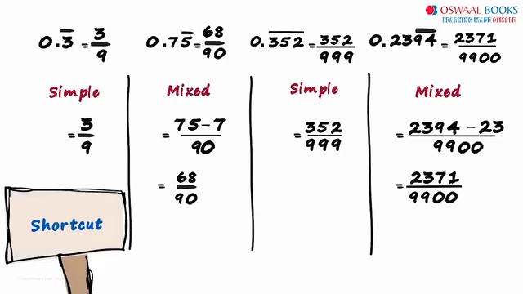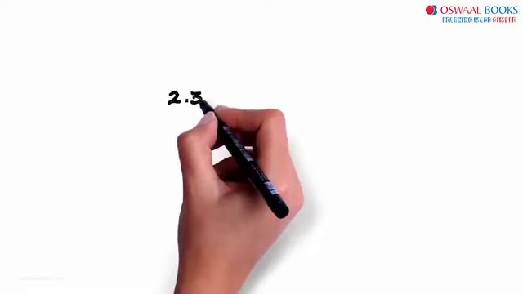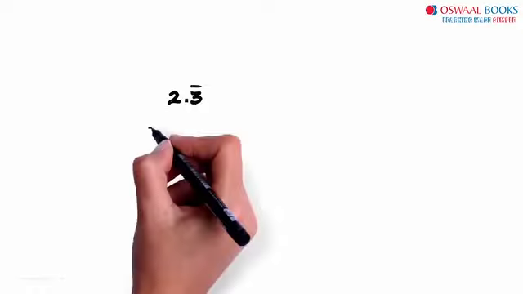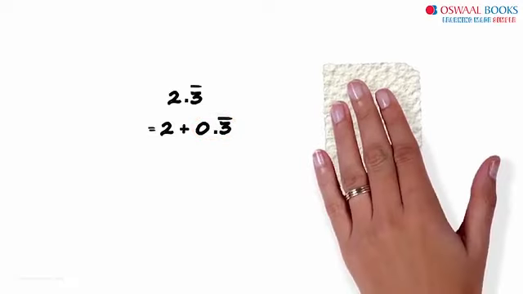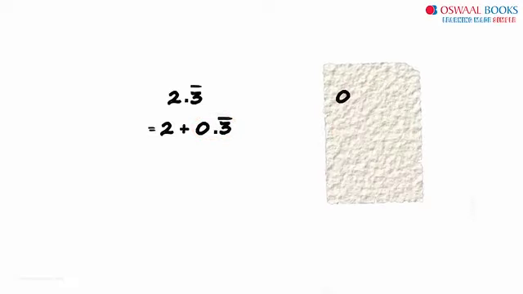But here's an interesting question. Until now, we have only looked at numbers like 0 point something. What if we have a number like 2.3 with a bar over 3? It's simple. We just write it as 2 plus 0.3 bar. We know how to write 0.3 bar in the p by q form. We take a scratch paper and use our technique to write 0.3 bar in the p by q form.